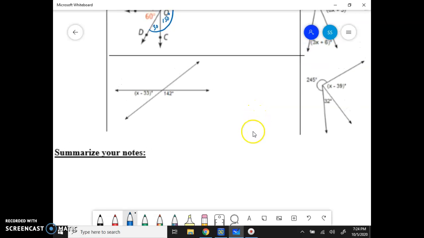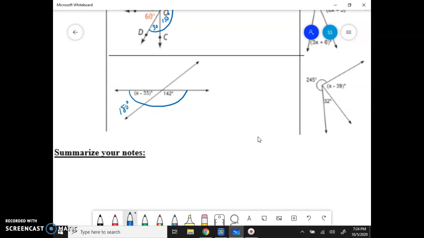Okay, now we're getting a little bit tricky here. This angle is a little hard to see. That is x minus 33, and then there's a little degree sign up there. We know that these two angles form a linear pair, right? From here to here is 180 degrees, right? And this one's 142. This is x minus 33.